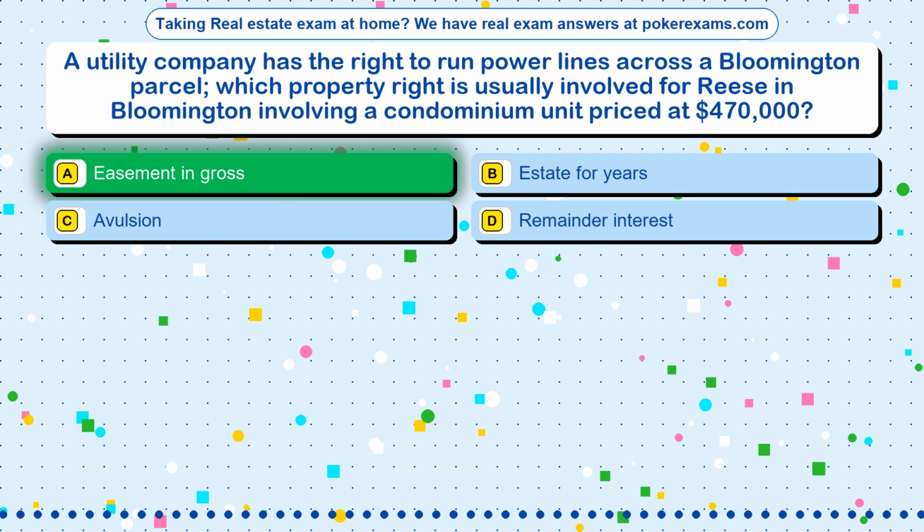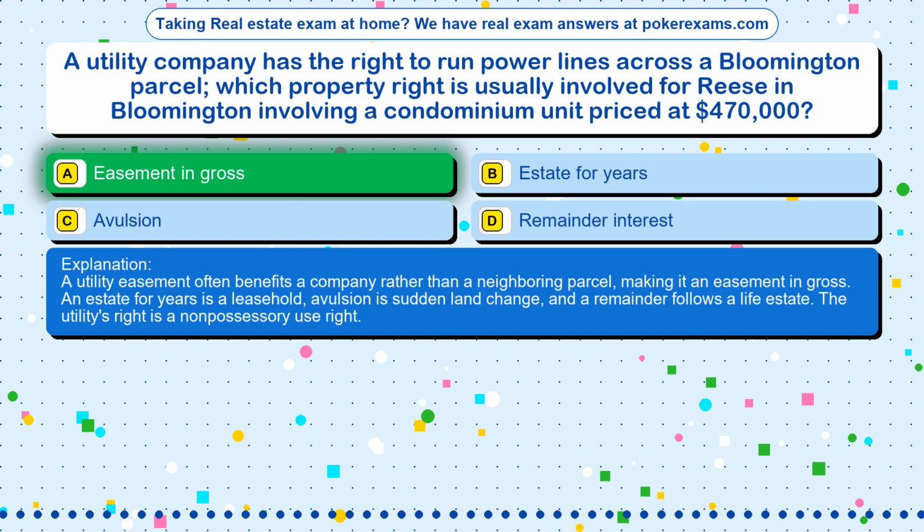The correct answer is option A, easement in gross. A utility easement often benefits a company rather than a neighboring parcel, making it an easement in gross. An estate for years is a leasehold, an avulsion is sudden land change, and a remainder follows a life estate. The utility's right is a non-possessory use right.